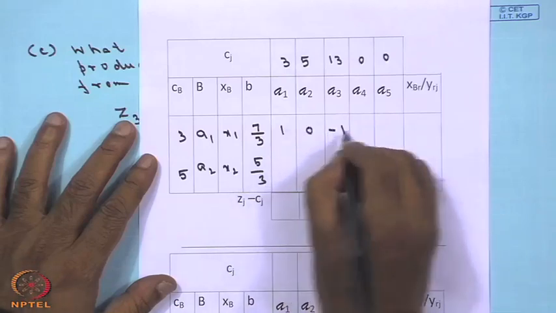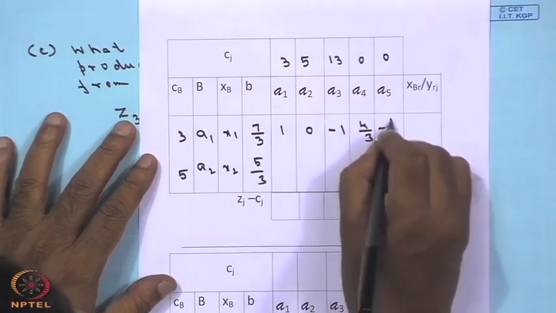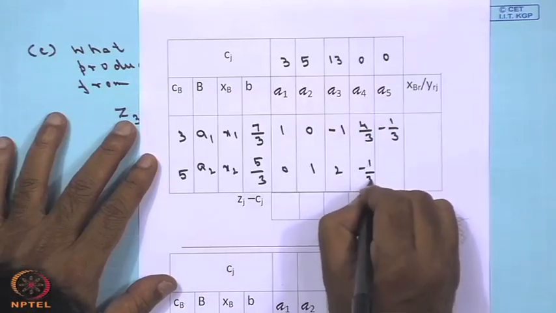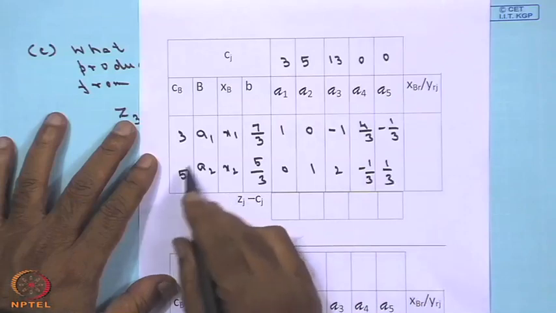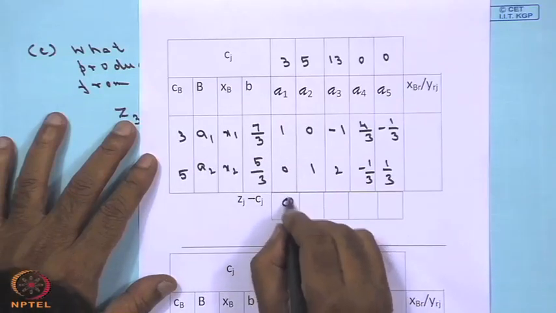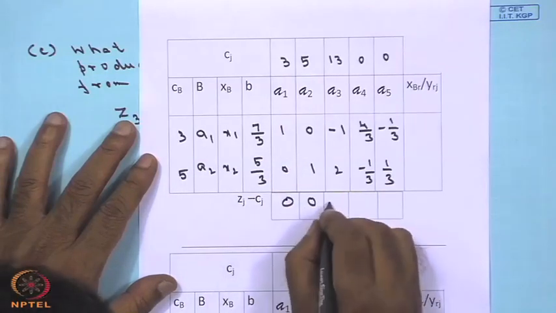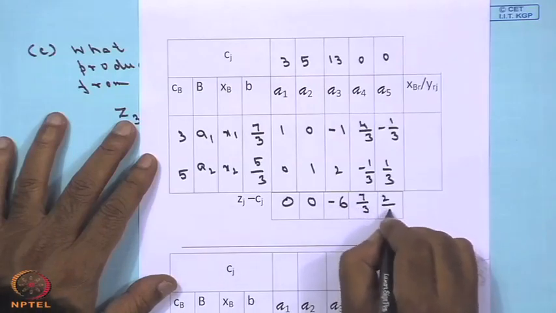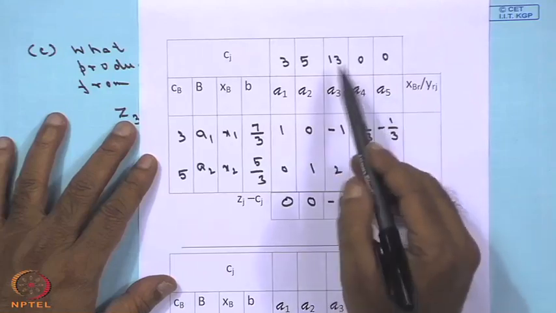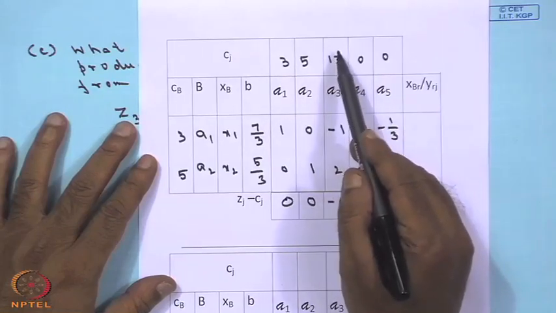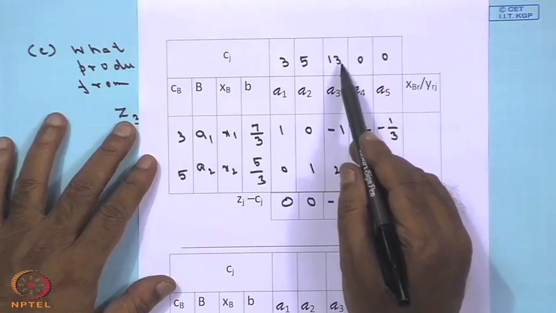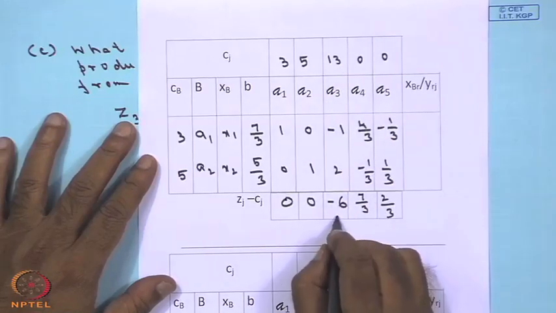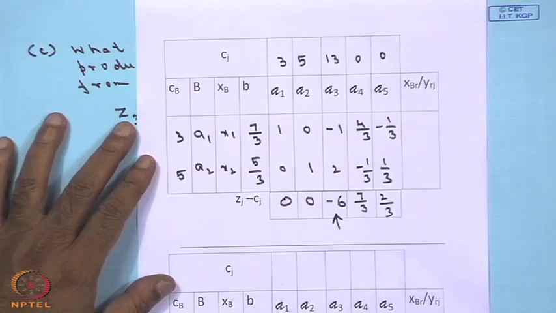1, 0, minus 1, 4/3, minus 1/3, and 0, 1, 2, minus 1/3 and 1/3. So if you calculate, this is 0, this is 0, now this is becoming minus 6, and this is positive, this is positive. So for the change in the cost coefficient of x3, product Z, from 4 to 13, Zj minus Cj is not non-negative. So you have to go on to the next iteration.